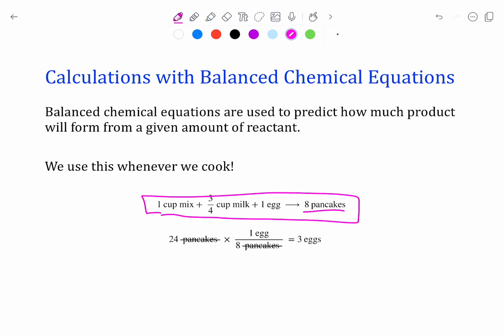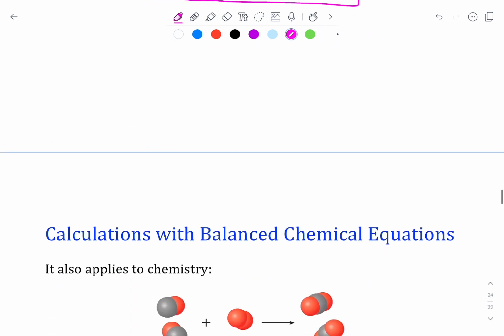So we see how this balanced chemical equation, or balanced cooking reaction, can be used as a conversion factor. I'm putting pancakes on the bottom so my units cancel, pancake as a unit, and I'm left with units of eggs in order to determine how many eggs I need to make 24 pancakes. Okay, so we're going to use balanced chemical equations in the same way.